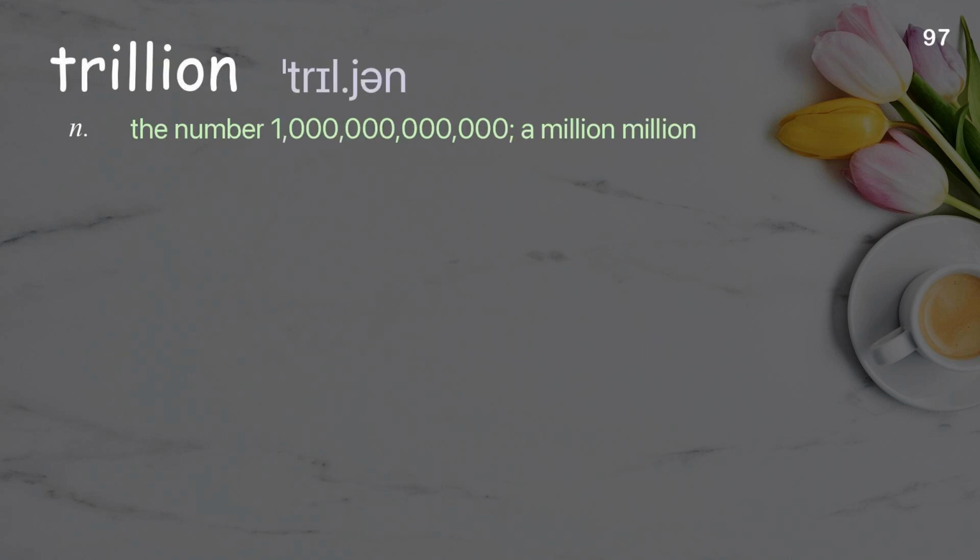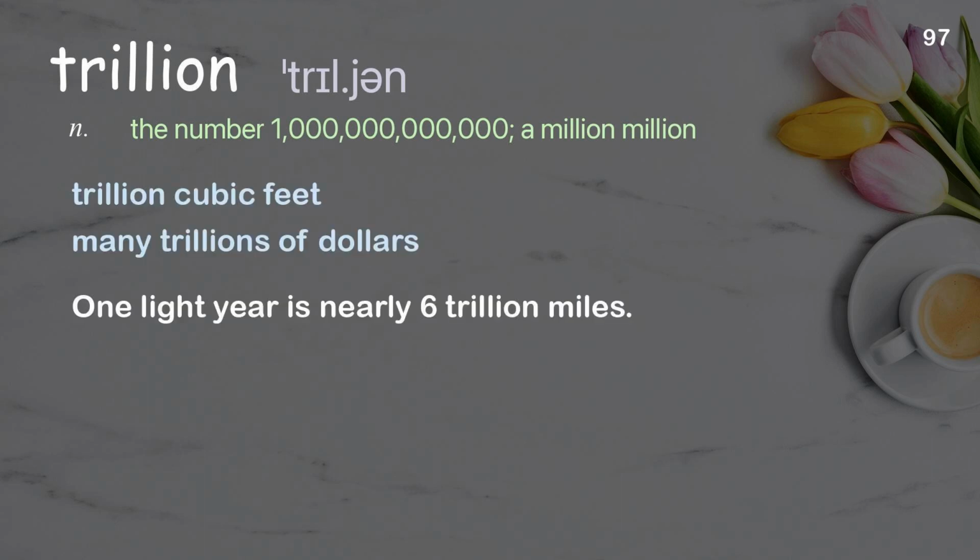Trillion. The number 1 trillion, a million million. Examples: trillion cubic feet. Many trillions of dollars. 1 light year is nearly 6 trillion miles.